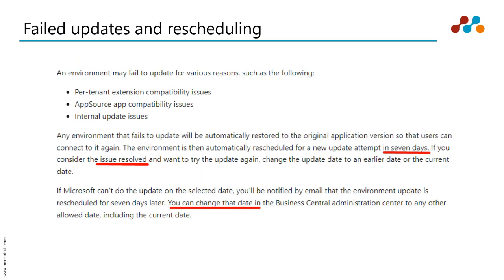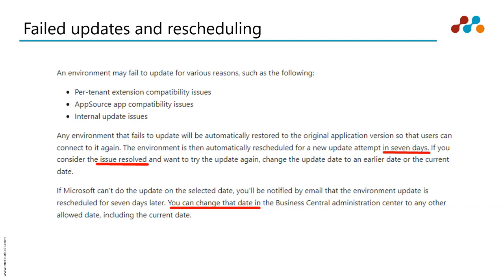There could be instances of failed updates and rescheduling. An environment may fail to update for various reasons like per tenant extension compatibility issues, AppSource app compatibility issues, or internal update issues. Any environment that fails to update will be automatically restored to the original application version so that users can connect to it again. The environment is then automatically rescheduled for a new update attempt in 7 days, unless you take action and move the dates forward.